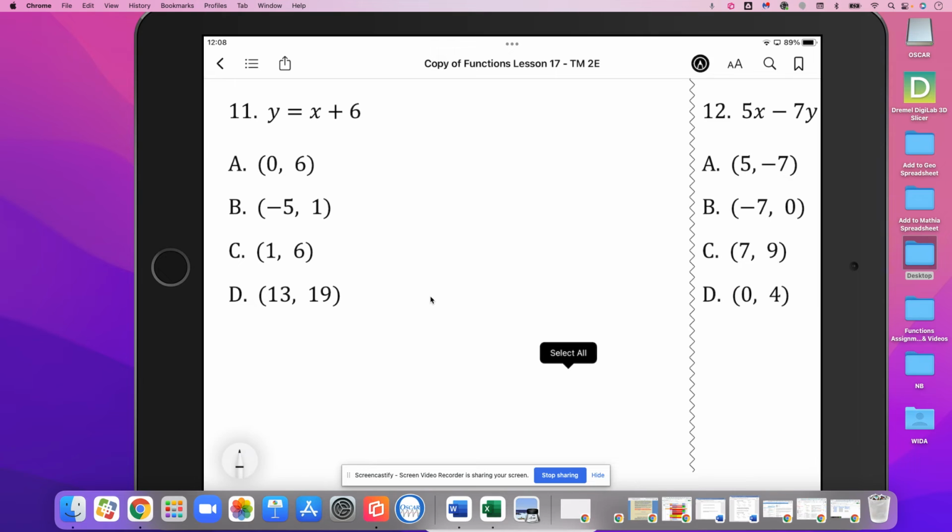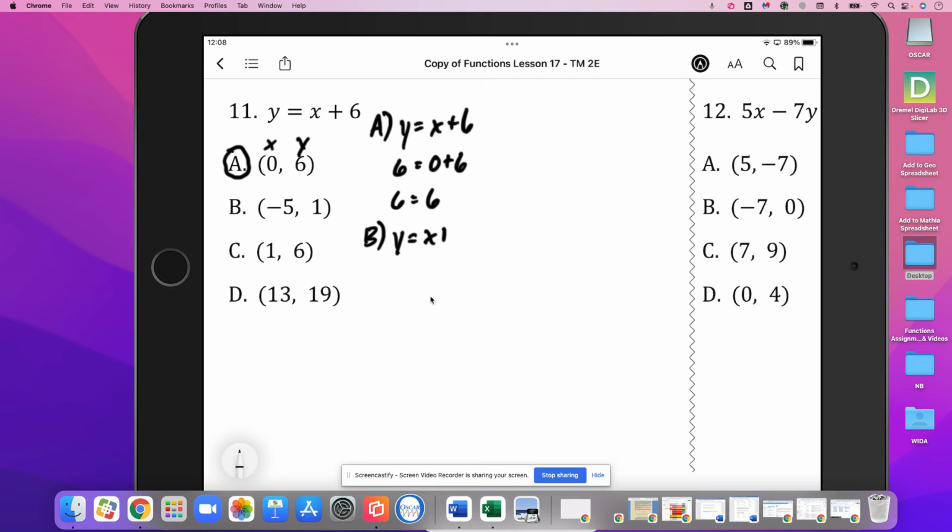Down here at 11 now, we have for A, y equals x plus 6. Our x value is on the left, y value is on the right. So 6 is equal to 0 plus 6. 6 is equal to 6. Yep, A satisfies the function. Down to B, y equals x plus 6. So 1 is equal to negative 5 plus 6. 1 is equal to 1. Yes, B satisfies the function.